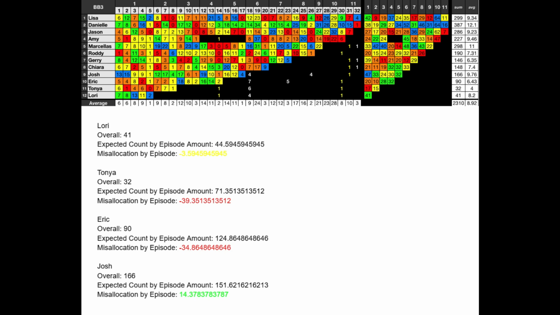Tanya overall has a diary room count of 32, and her expected count by episode amount, based off of the prior data, is 71.35. This means that she has a misallocation by episode of negative 39.35. This means that she has less than half of the amount of diary rooms that she should have gotten if this was a balanced edit.